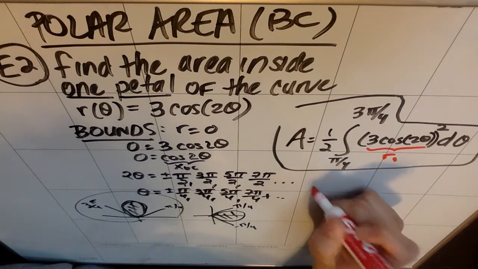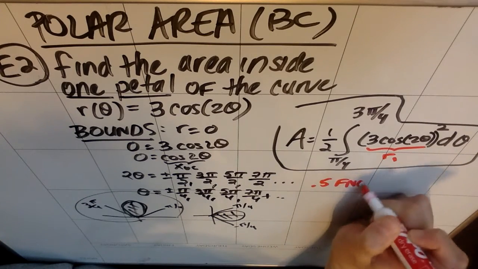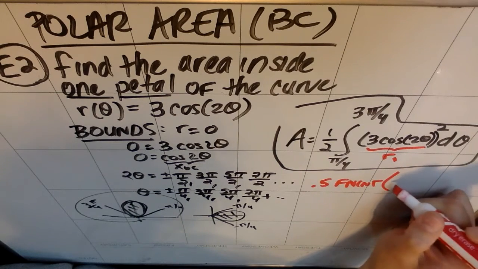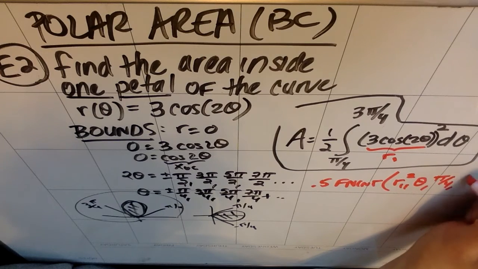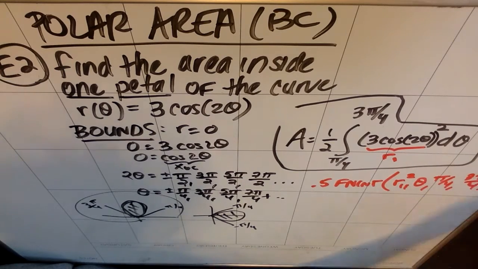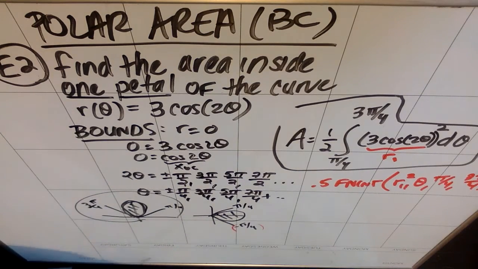So what I'm going to type in my calculator is 0.5, function integrate of my R1 squared with respect to theta from pi over 4 to 3 pi over 4. And again, if you chose different bounds, like negative pi over 4 to pi over 4, it would be the same answer. It doesn't matter. The petals are all symmetric.